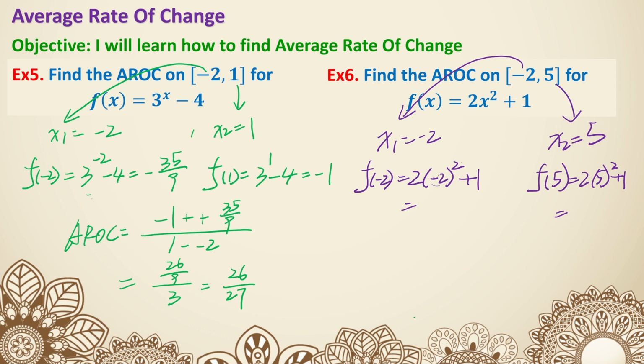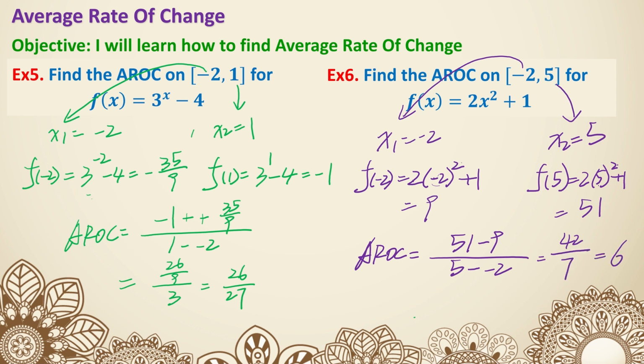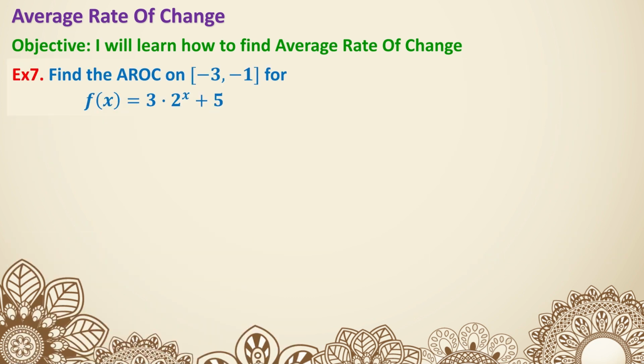So you're still doing exponents before multiplication. So negative 2 squared is a 4, times 2 is an 8, plus 1 is a 9, and then 5 squared is a 25, times 2 is a 50, plus 1 is a 51. So AROC is going to be 51 minus 9 over 5 minus negative 2. That's a 42 on the top and a 7 on the bottom, simplifies to be a 6. Now you can pause here and try example 7 and example 8, since they're very similar to example 5 and 6. Now let's have a look.